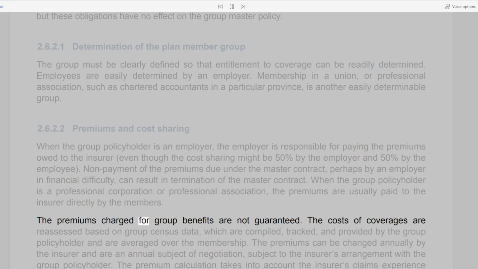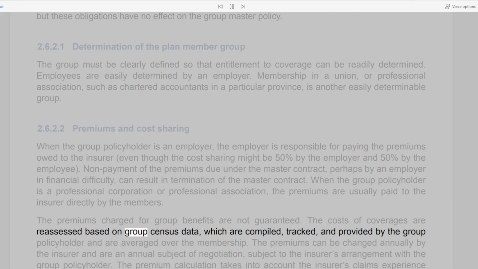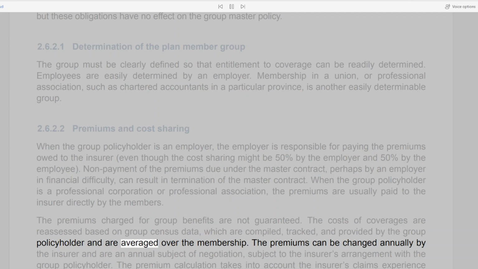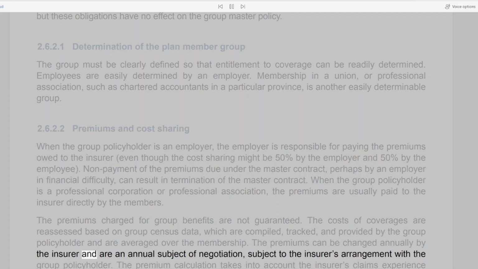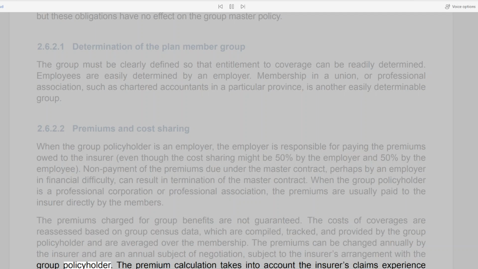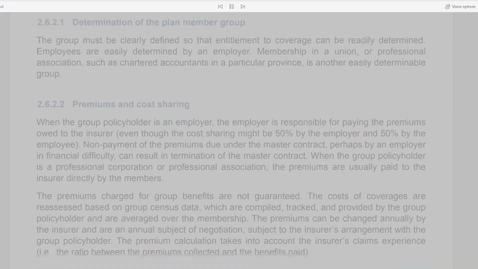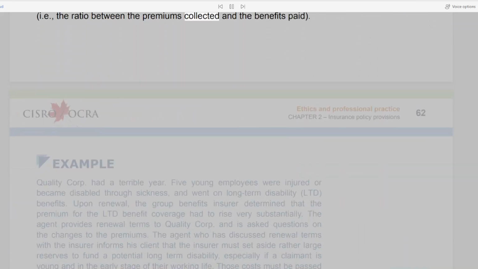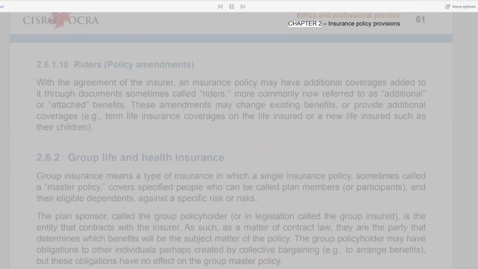The premiums charged for group benefits are not guaranteed. The costs of coverages are reassessed based on group census data, which are compiled, tracked, and provided by the group policyholder, and are averaged over the membership. The premiums can be changed annually by the insurer, and are an annual subject of negotiation, subject to the insurer's arrangement with the group policyholder. The premium calculation takes into account the insurer's claims experience, i.e., the ratio between the premiums collected and the benefits paid. Ethics and Professional Practice Chapter 2, Insurance Policy Provision 61.